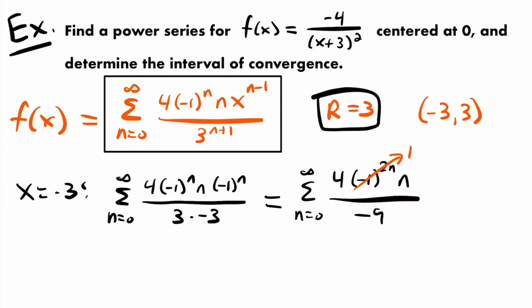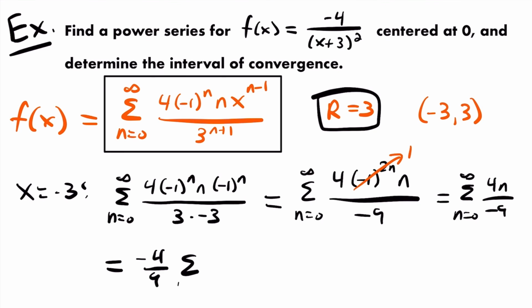And so what we're left with will be the sum from n equals 0 to infinity of 4n divided by negative 9. Now, if we move 4 and negative 9 to the outside of the series, we don't need to have them within it. We can just multiply them by that series. Then we would have that this is equal to negative 4/9 times the sum from n equals 0 to infinity of n. All right, so that whole complex series is now just negative 4/9 times the sum from n equals 0 to infinity of n.